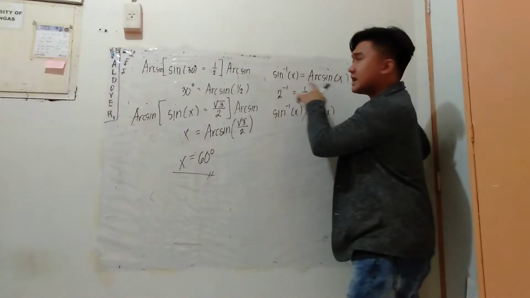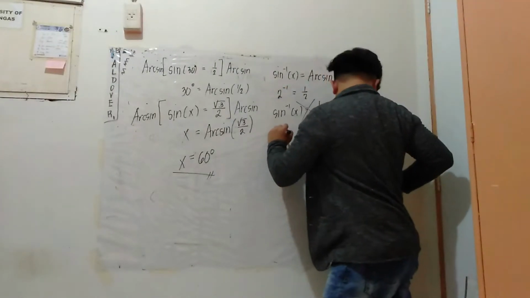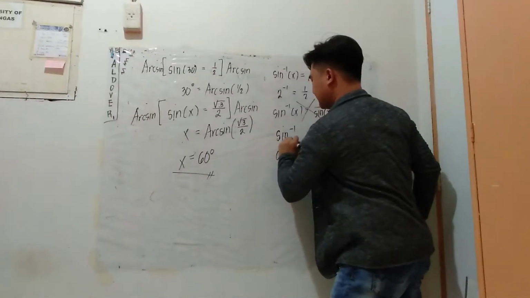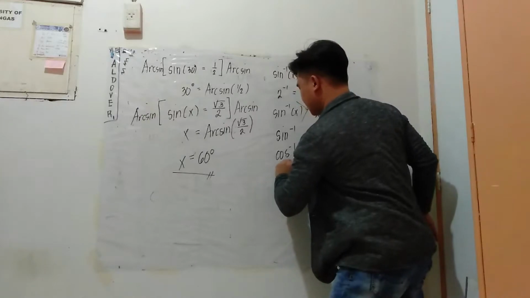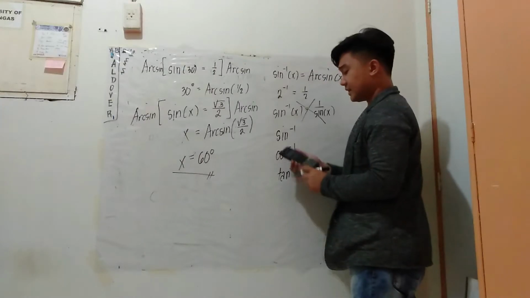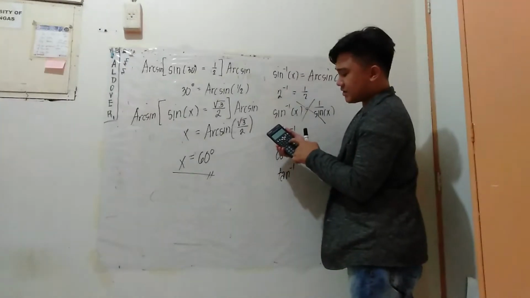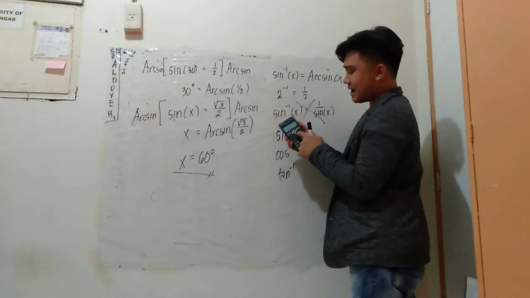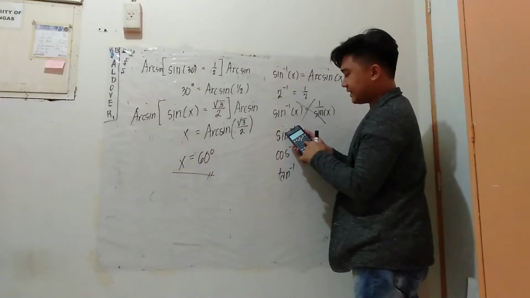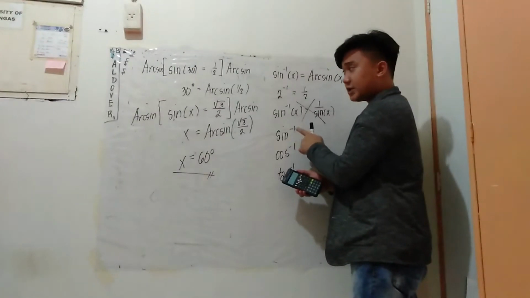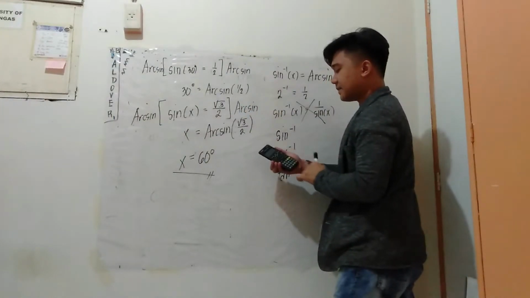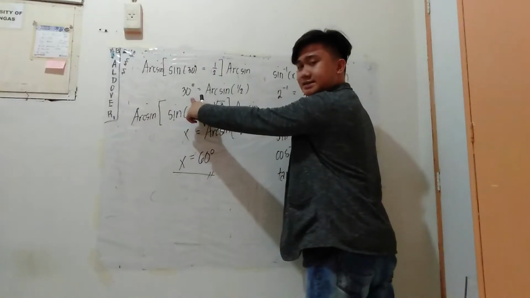Ito po yun. Saan ba makikita si arc sine, si arc cosine, at si arc tangent? Nasa calculator nyo lang po yan. Paano yun makikita sa calcu? Shift, tapos kung titingnan nyo, sine, cos, tan, ang nasa taas nila, arc sine, arc cos, at arc tan. So, shift, sine, arc sine na po yun. Try nyo pindutin, arc sine ng 1/2, ang lalabas po ay 30 degrees.